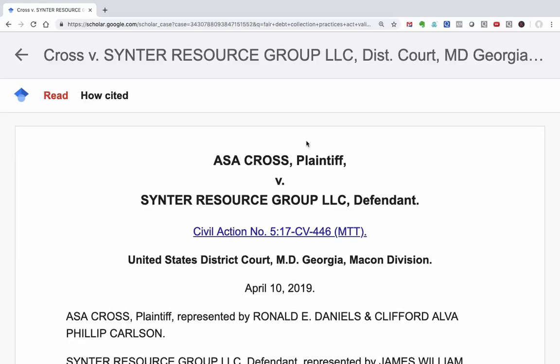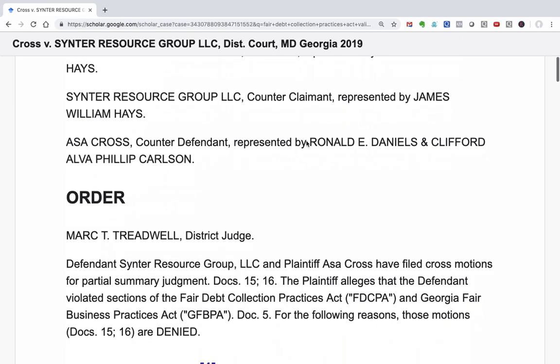We're going to go through another case decision here. This is out of Georgia earlier this year involving the FDCPA, Fair Debt Collection Practices Act, and specifically involving the definition of consumer debt. In other words, how do we know that a debt is actually covered under the FDCPA? And that's what this case will discuss.